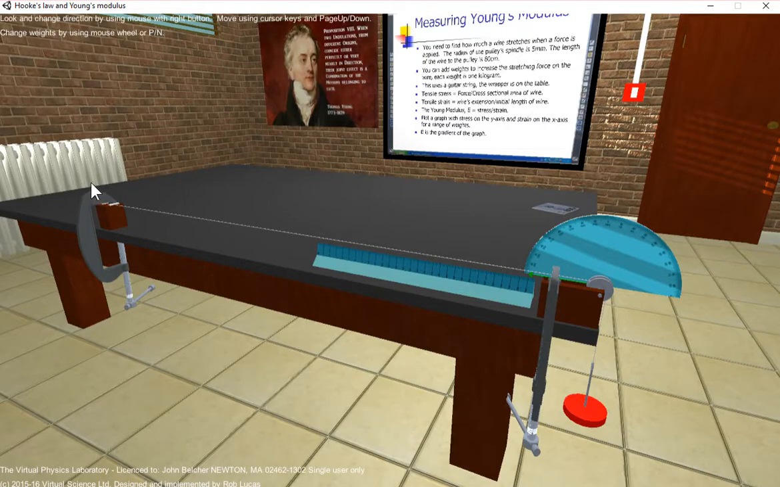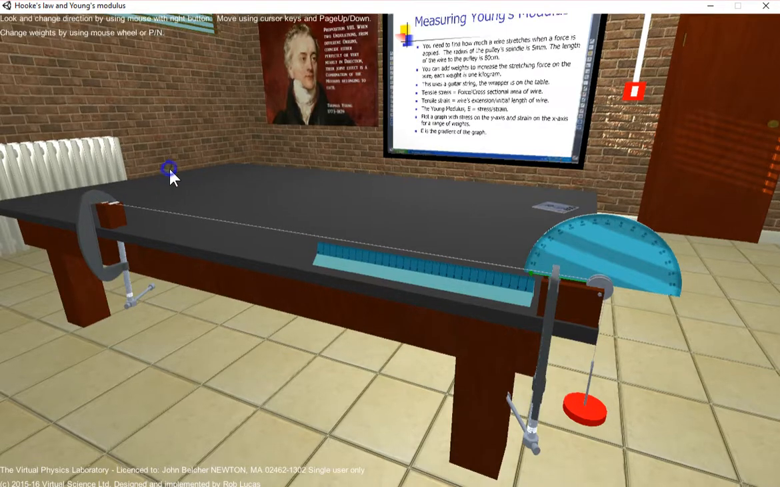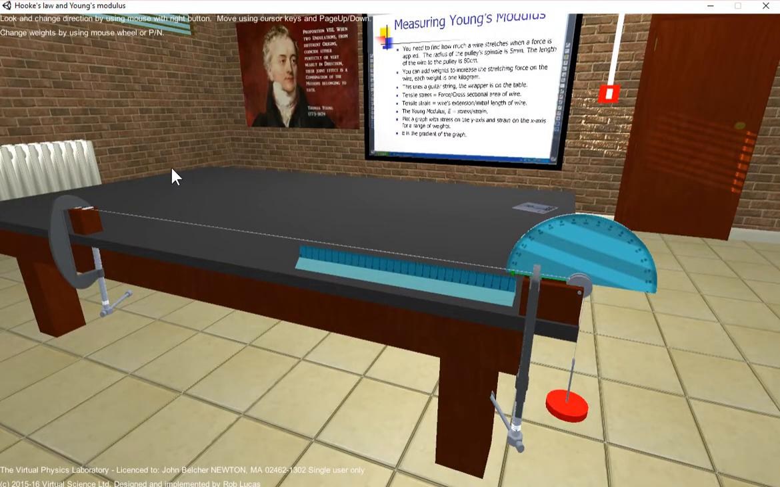This experiment shows how we find Young's modulus for a material. The problem with the stiffness constant, which we measured in the Hooke's law experiment, is that its value will depend on the dimensions of the material used. If you want to be able to compare materials, we need a measure that is independent of the material's dimensions.